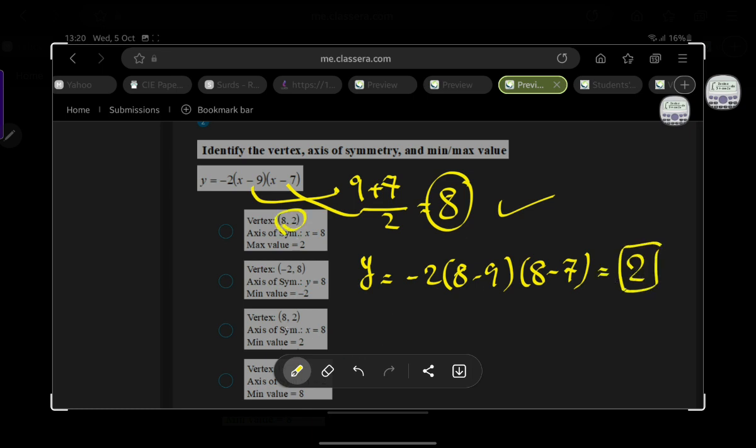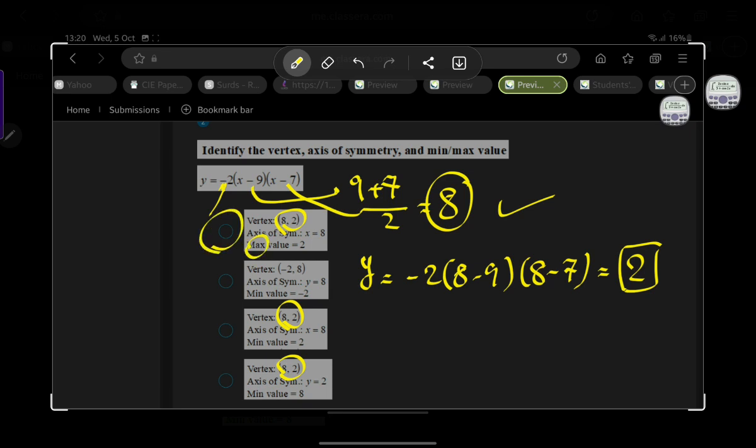8 and 2 here, and the last one. So the graph is negative, it means it has a maximum. So this is the maximum and this is the only right answer.